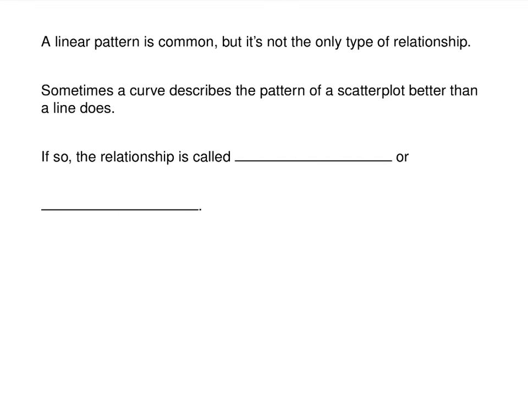A linear pattern is common, but it's not the only type of relationship. Sometimes a curve describes the pattern of a scatter plot better than a line does. And if so, that relationship is called nonlinear or curvilinear.